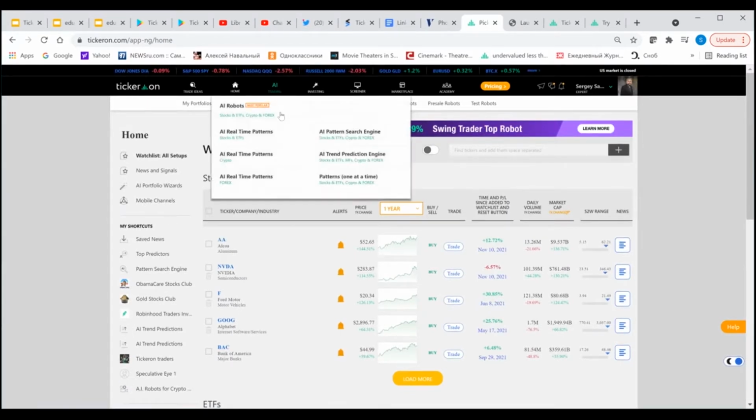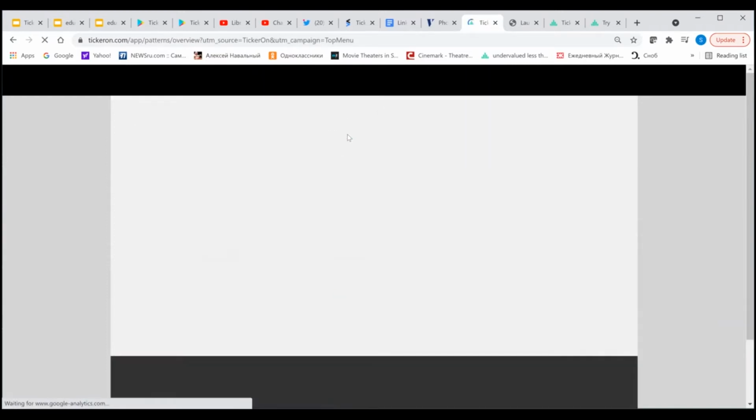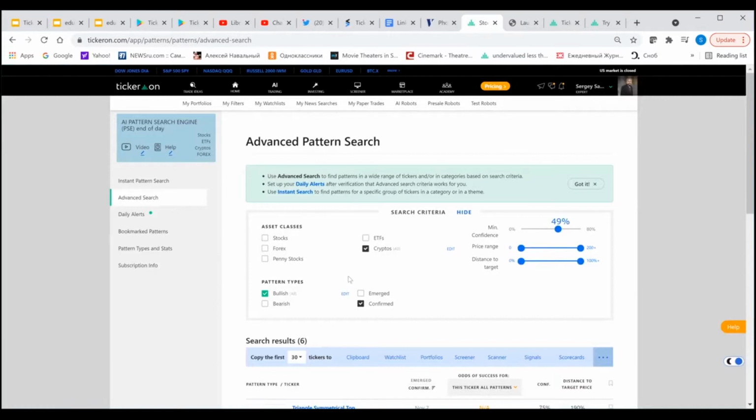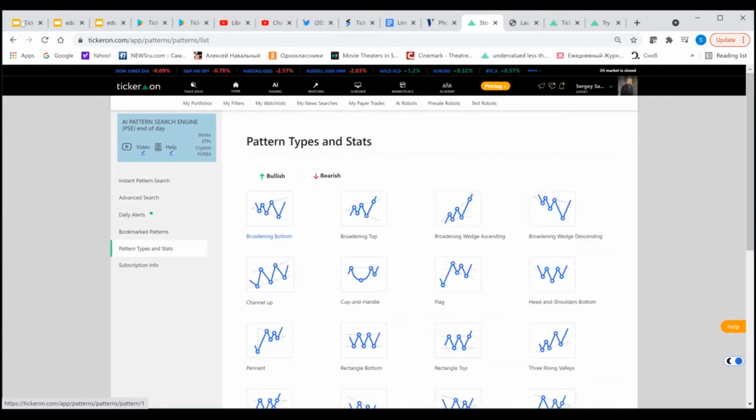So this is the AI pattern search engine. You can set it up for different types of classes, and this one is set up for crypto. Let me show you what the patterns are.